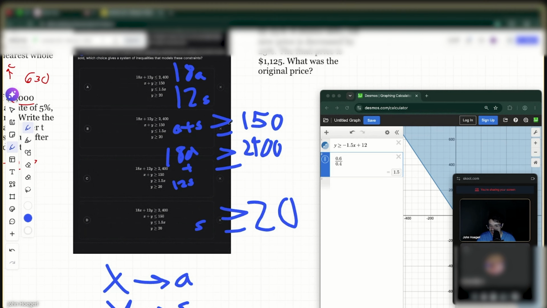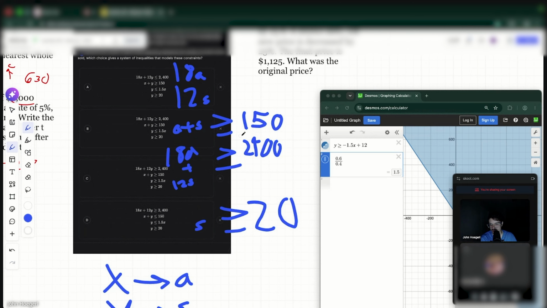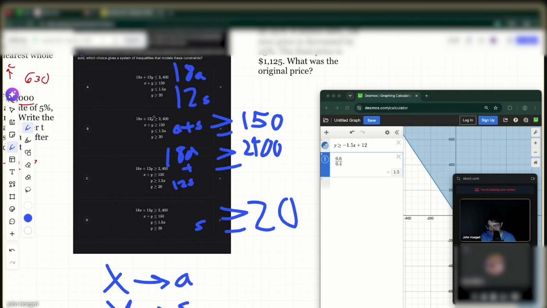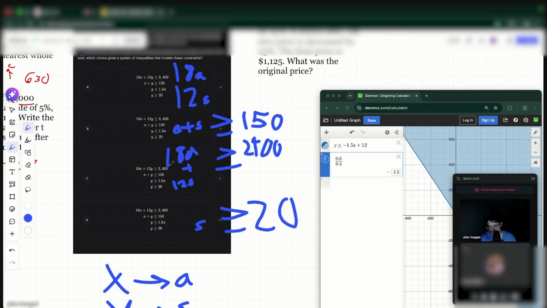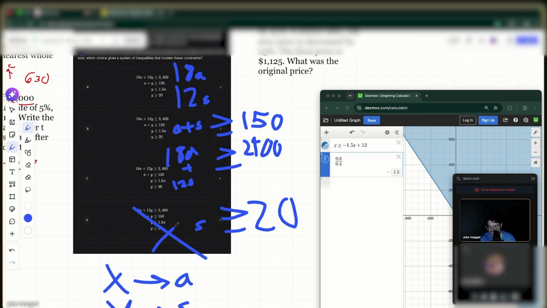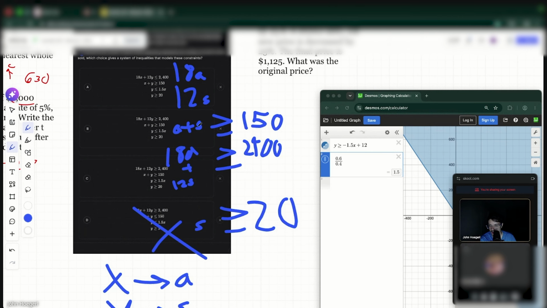It has to have A plus S greater than or equal to 150, so which ones does it not have that for? Or X plus Y must be greater than or equal to 150. This one is not because that says less than or equal to. Okay, all the other ones do.